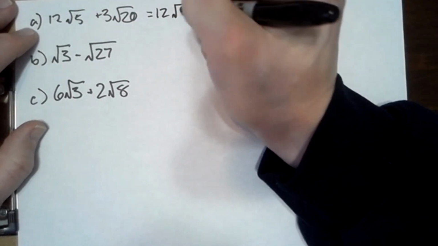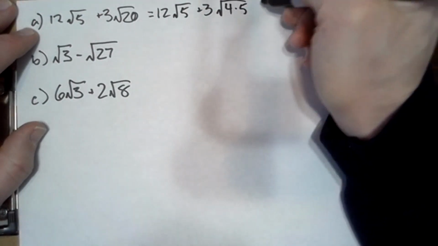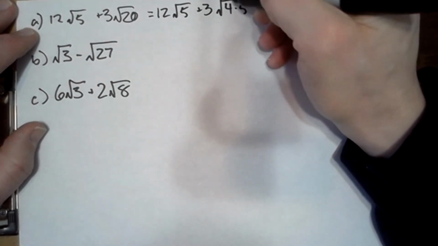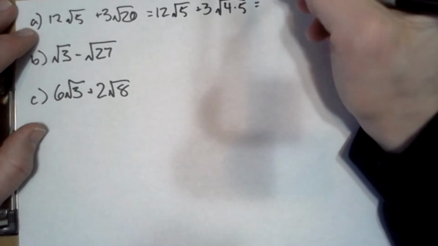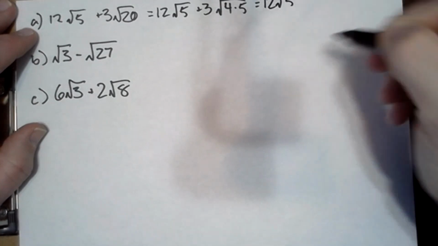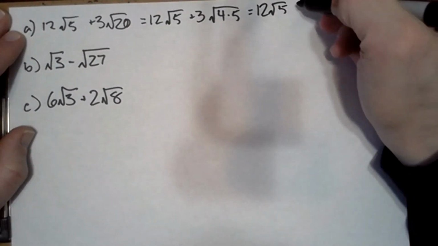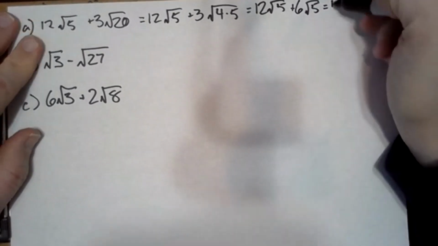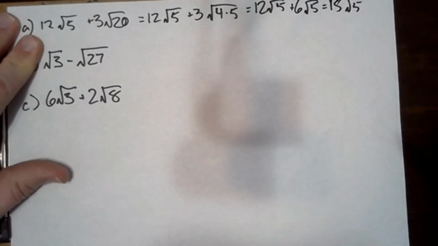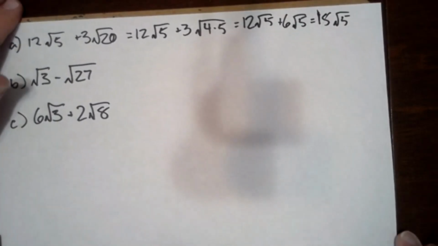But we can change this square root of 20, because that's 12 times the square root of 5 plus 3 times the square root of 4 times 5. We can take the square root of 4, bring it out and multiply it by the 3. That's 2 times 3 is 6. So that's 12 times the square root of 5 plus 6 times the square root of 5, which gives us 18 times the square root of 5. Hopefully everybody can see that.